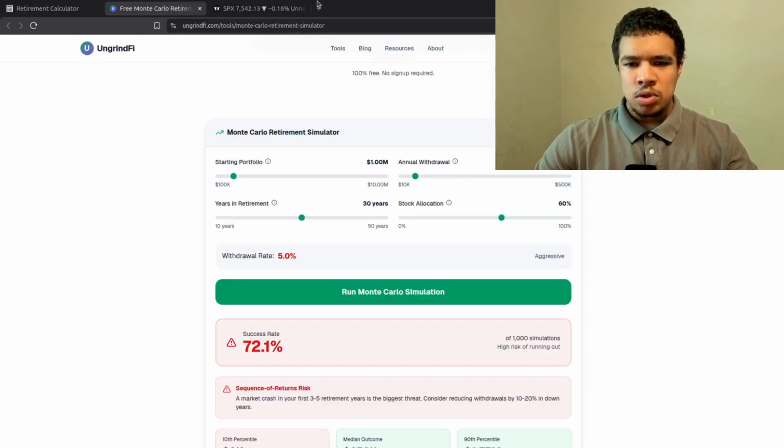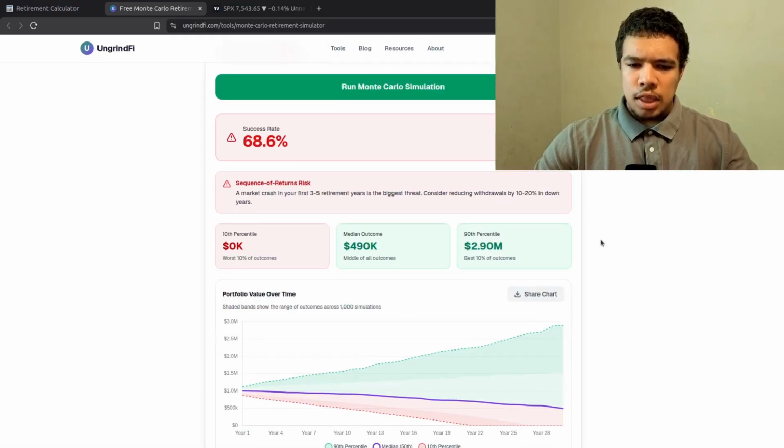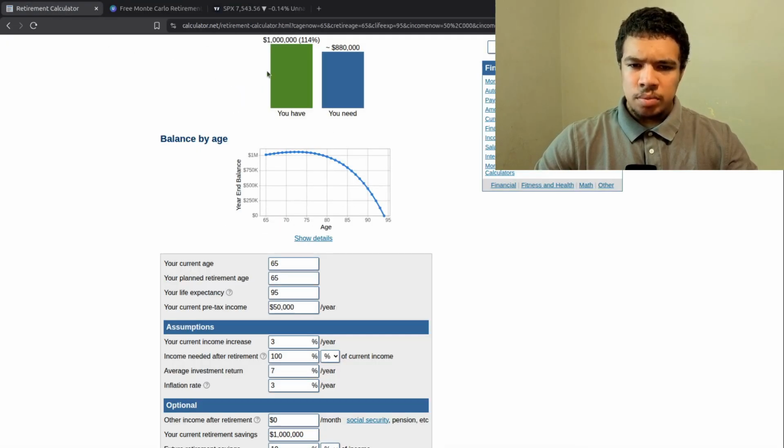Let's say we use a Monte Carlo simulation with annual withdrawal being 50K. You get a 68.6% success rate. We'll call it about a 70% success rate using a 5% withdrawal rate. Now, the issue with this calculator is not that it's using wrong numbers, it's that it's not accounting for volatility.